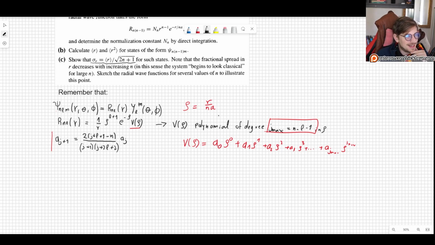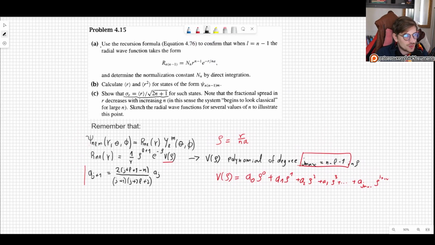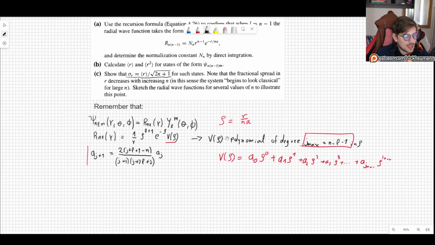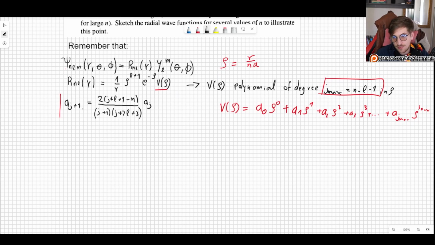Okay, so now let's actually begin part A. Just a quick reminder: we wish to use the recursion formula to confirm that when L is n-1, the radial wave function takes that form. So we need to find the polynomial, and for the polynomial, we need to find the coefficients.